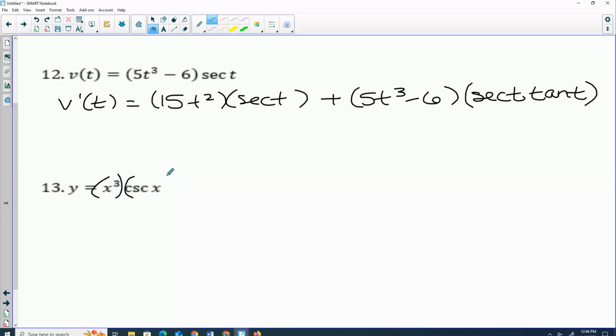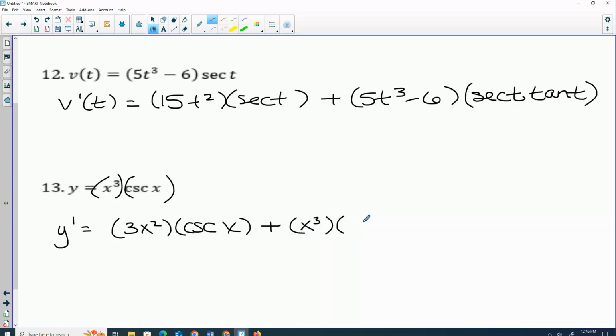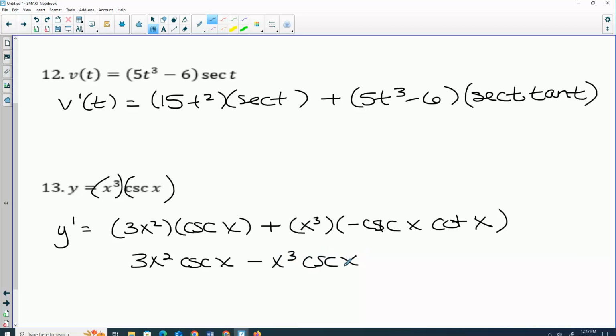13. Again, product rule. Label when you do your derivative. So derivative of the first times the second plus the first times the derivative of the second. What's the derivative of cosecant? Negative cosecant cotangent. So remember, all the co-functions have a negative derivative. So we just get 3x squared cosecant x minus x cubed secant x cotangent x.